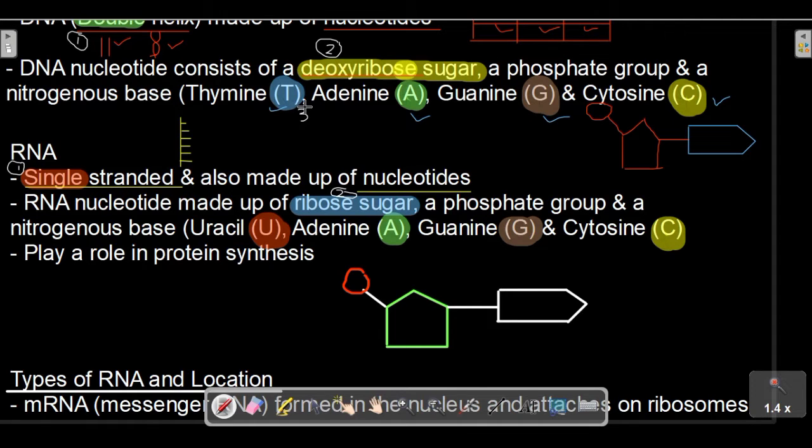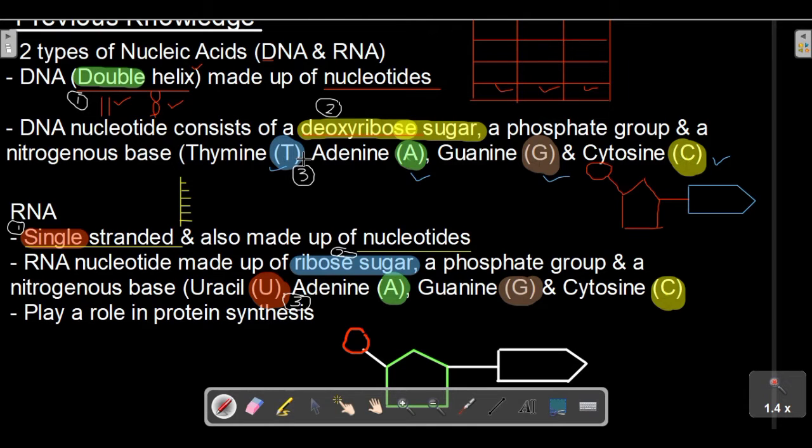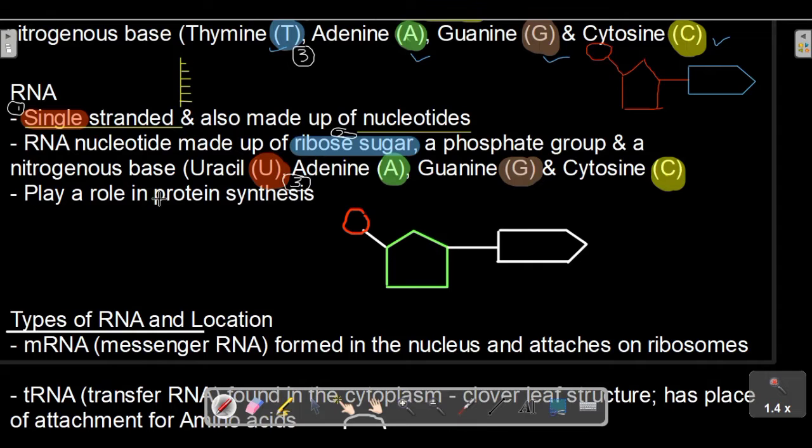So that's a third difference there. DNA has thymine as its nitrogenous base, while RNA has uracil as its nitrogenous base, replacing thymine. And of course, the others are the same: adenine, guanine, and cytosine. So note those differences, guys. Now, RNA plays a huge role in protein synthesis, as we shall explore.